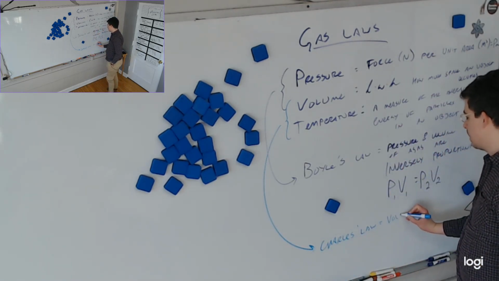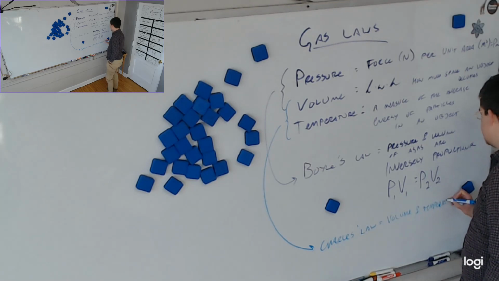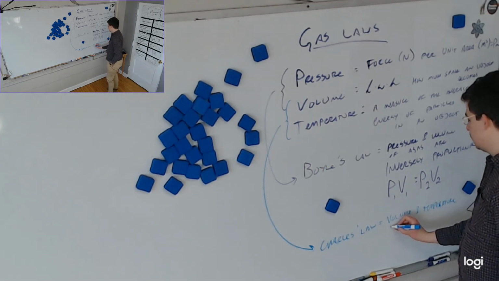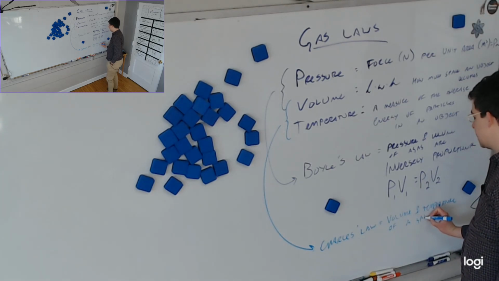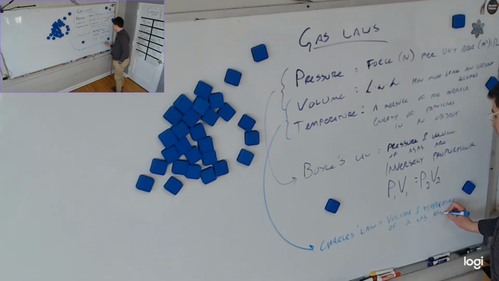Volume and temperature. What does that mean will happen if I decrease the temperature? Did you find that too? Yeah, in the freezer. When we put the balloon in the freezer, it got smaller. Volume and temperature of a gas are directly proportional.